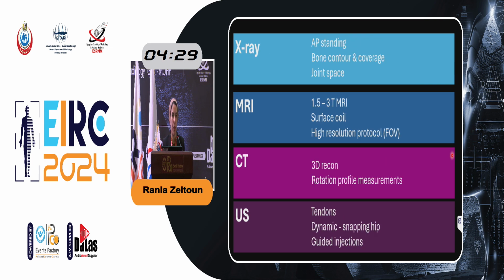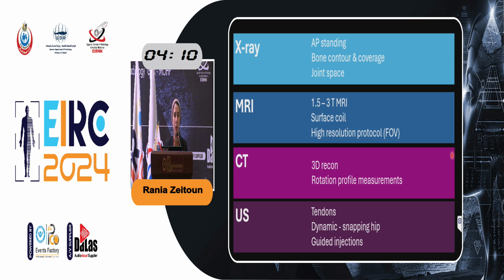We always start with an X-ray. X-ray is the starting imaging modality for these patients. It should be done in AP standing view. We look for the bone contour and the coverage, but it's very important to assess the joint space and to compare both sides, because this is important in decision making.